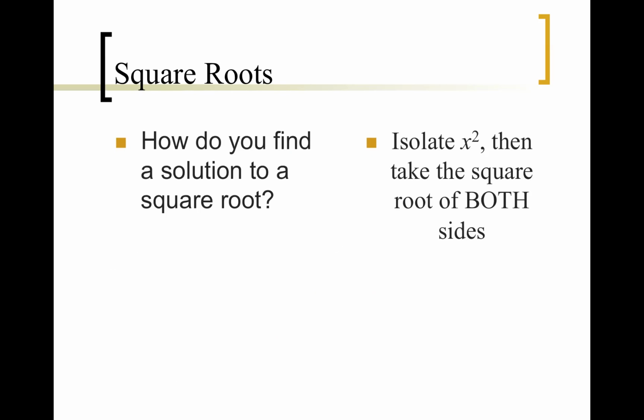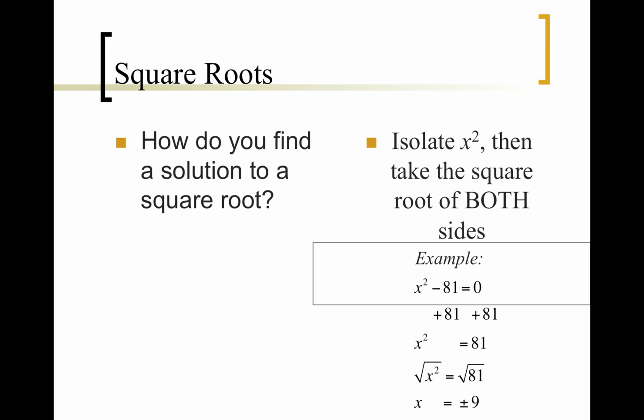How do we find a solution to a square root? That's the second question on the left side of your right side page. Well, in order to do that, we have to isolate x squared, just like if we were solving an equation. Then take the square root of both sides. Don't try to do anything fancy. Don't worry. We'll go over a few of these together.